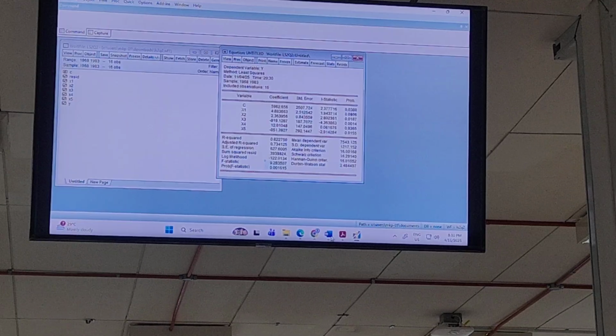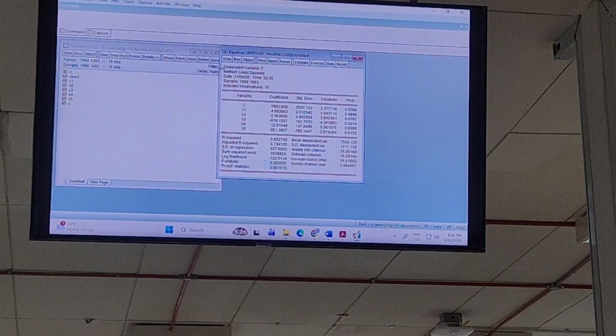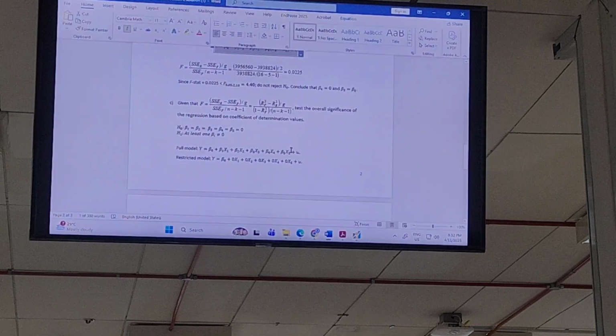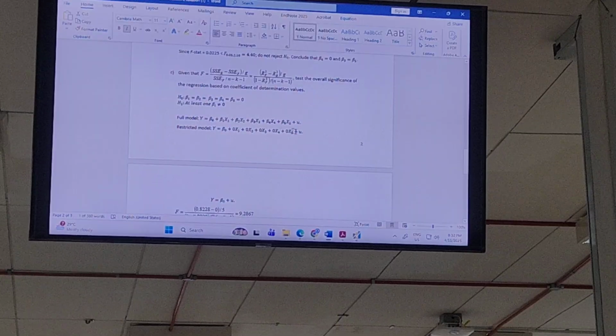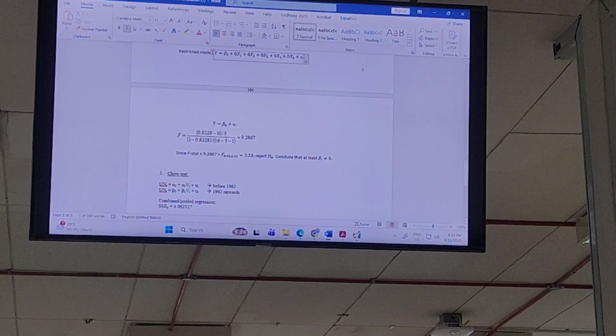Okay, so now it says that here, let's say in the final exam, for example, if you are given this output, this is the full model, but you are not given output for the restricted model. In this case, the restricted model is, if none is true, then what happens to the model? All slopes equal to 0, 0, 0, 0, 0, then you only have the intercept model. So this is your restricted model that only consists of an intercept.